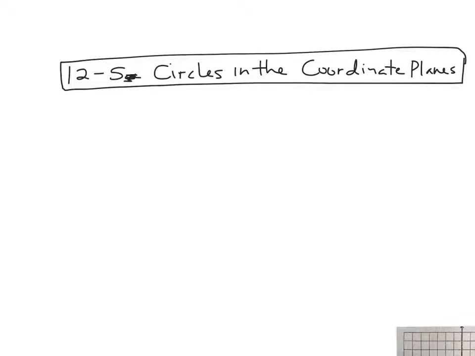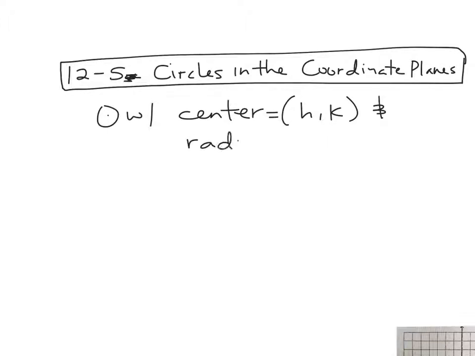So I'm going to start you with, it's actually a theorem. It's theorem 11.13. But you don't really need to think of it as a theorem. Basically what it's saying is an equation of a circle. So you have a circle with a center of (h, k) and a radius of r.